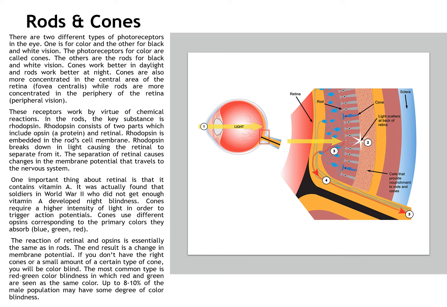If you don't have the right cones or have a small amount of a certain type of cone, you will be color blind. The most common type is red-green color blindness, in which red and green are seen as the same color. Up to 8 to 10% of the male population may have some degree of color blindness.